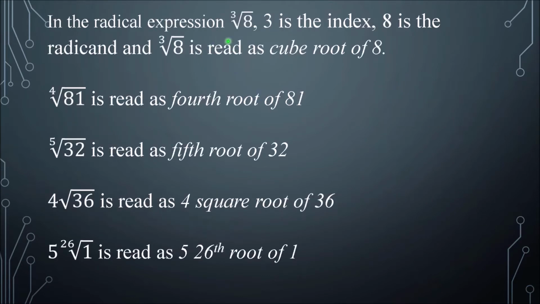Now in the radical expression, cube root of 8, 3 is the index, 8 is the radicand because 8 is inside the radical sign, and it is read as cube root of 8. Now let's have other examples. This one is read as 4th root of 81. This one, 5th root of 32. This one, square root of 36. This one, 26th root of 1.